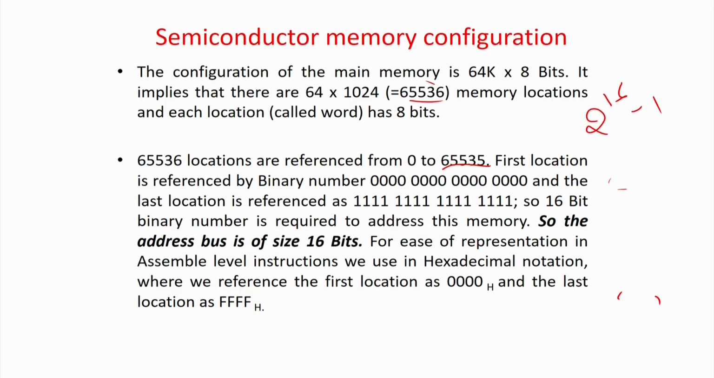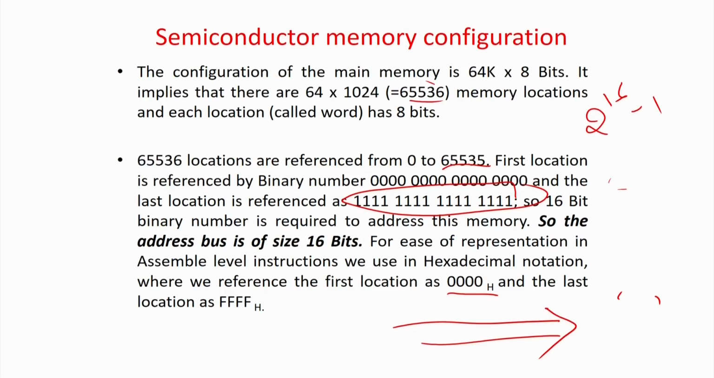That means you have to access words from 0 to 65535. So, you need binary numbers which can access all values from all zeros to all ones. It is a 16 bit number: all zeros means the first memory word and all ones means the last memory word. Therefore, the address bus from where you give the address will be a 16 bit bus. But generally it is very cumbersome to write these values, so we write in hexadecimal notation: 0000 hex is the first memory location, and FFFF is the last memory location.